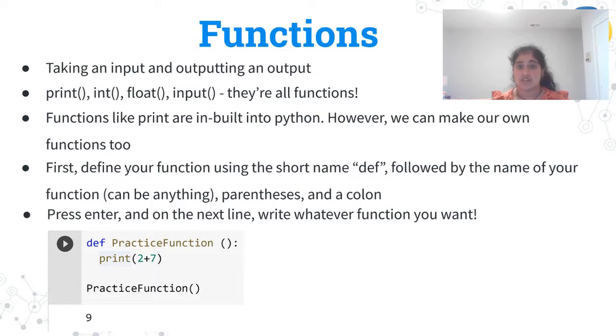First, you have to define your function using the short name def, followed by the name of your function, which can be anything, and then parentheses and a colon. You then press enter, and on the next line, you can write your commands inside the function. For example, in our shoes example, we would have def tie your shoes, and then our parentheses and colon, and on the inside, we would have all the instructions I just mentioned to successfully tie your shoes. Now, in order to execute these functions, you simply have to write the name of the function followed by parentheses, and the function should run.